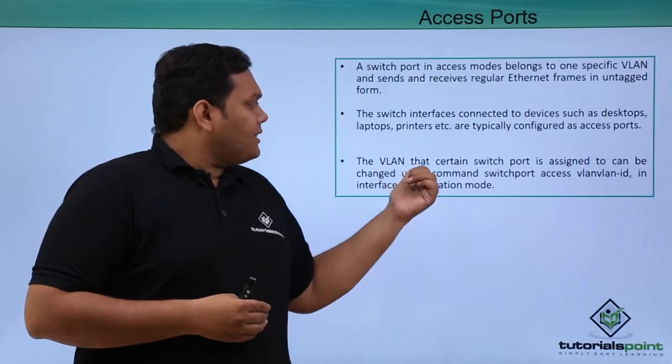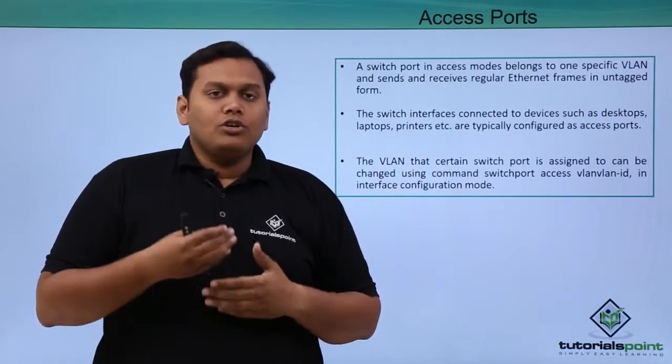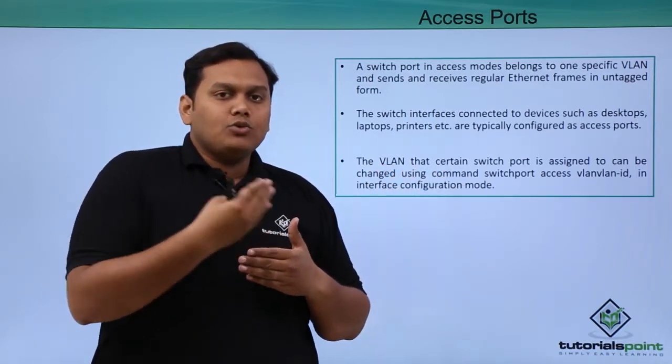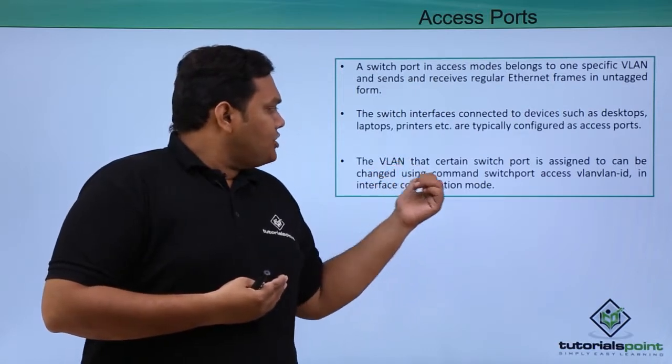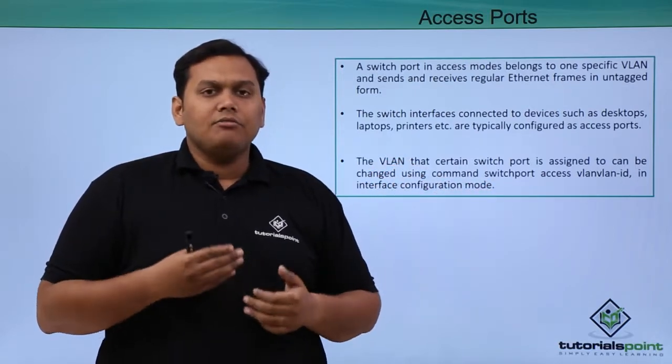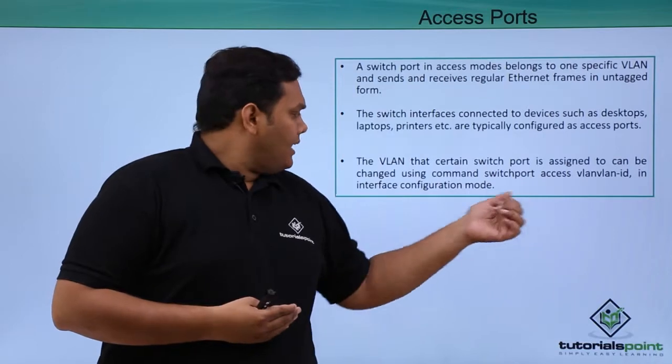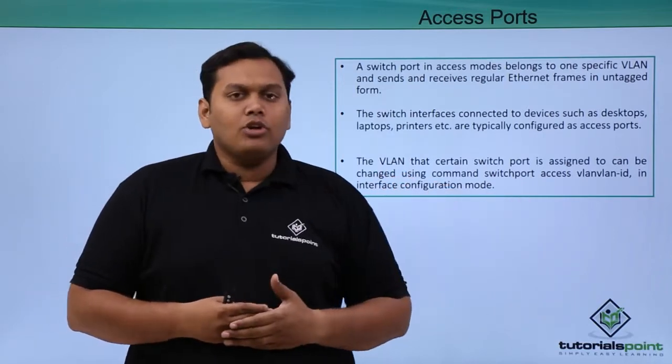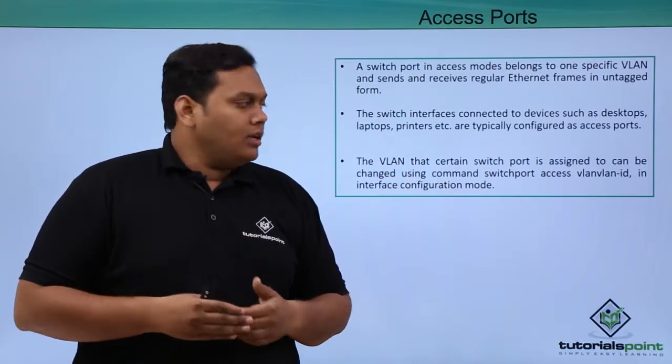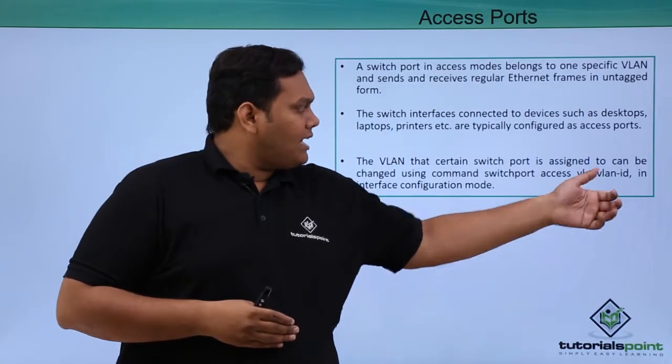Coming to the VLAN that a certain switch port is assigned to, the assignment can be changed using the command switchport access vlan VLAN-ID in interface configuration mode. So, you can change the port's VLAN by using the VLAN ID here.